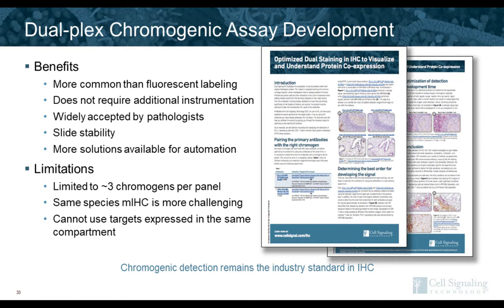But of course, there's limitations as well. Usually, we're limited to about 3 chromogens per panel, just because of the way the colors interact with one another. Same species multiplexing can be more challenging because the chromogens may not be as heat stable as tyramide is. And in most cases, we cannot use targets expressed in the same compartment, meaning we wouldn't want to look at something like CD3 and CD8, which are both expressed on the membrane of a subset of T cells, because the chromogens can block each other out and it's difficult to determine where true co-localization is occurring.